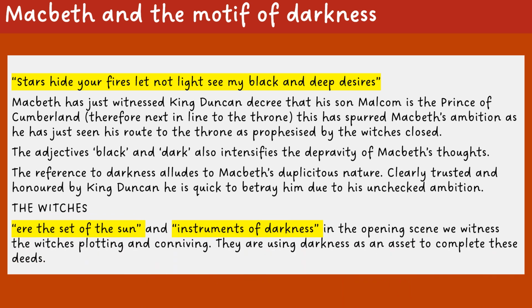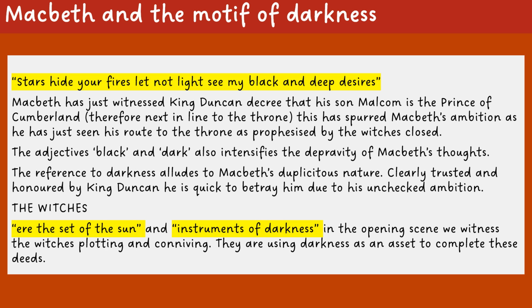Now, if you were to track the motif of darkness throughout the play, the first thing that we see and the first thing an audience witness is the witches discussing where they're going to meet. And they say that they're going to meet ere the set of the sun, which literally means they are going to meet when the sun has set, which therefore means they're going to meet under the cover of darkness.